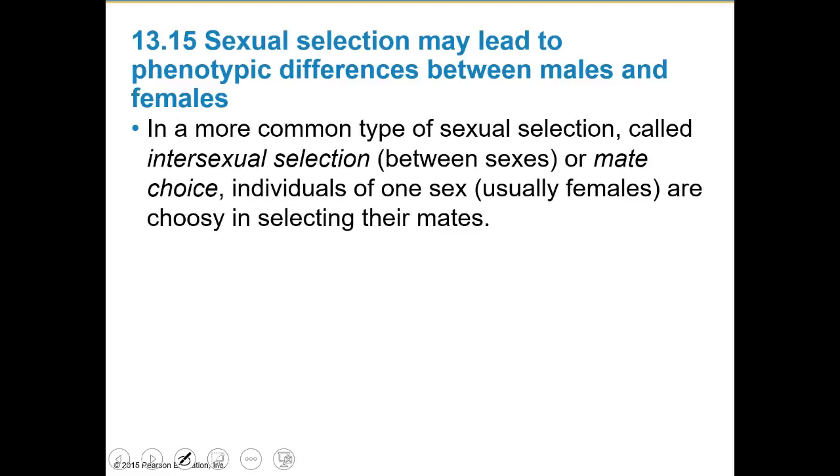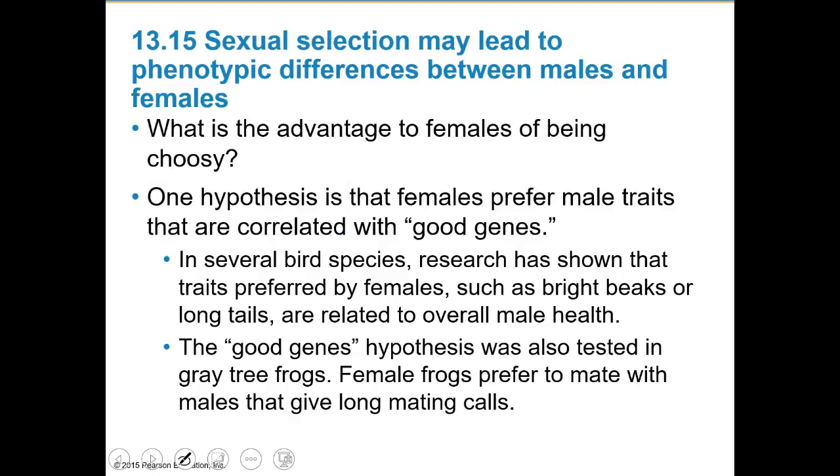A more common type of sexual selection is called intersexual selection. So it's between the sexes selection, or mate choice. Individuals of one sex, usually females, are choosy and selecting their mates. Okay, so what is the advantage to females of being choosy?